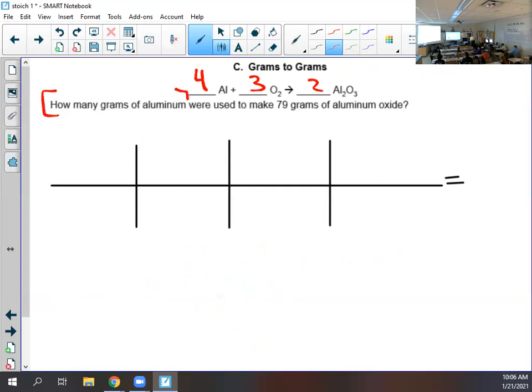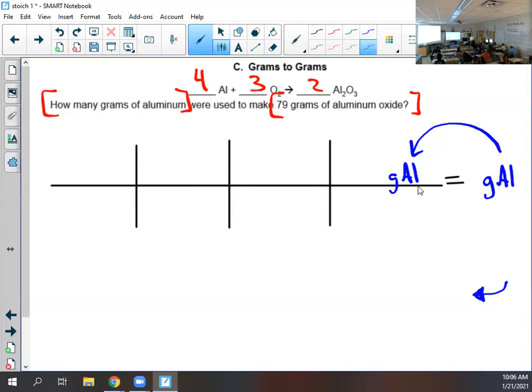How many grams of aluminum were used to make 79 grams of aluminum oxide? Okay, I'm going to work this problem as I read it left to right, but that really means I'm going to work it from right to left. Just follow me here. We can start either way, but it says how many grams of aluminum? Follow me here. If this is grams of aluminum, I already know quite a few of these spaces. If this is grams of aluminum, I know this is grams of aluminum, correct? Say yes out loud.